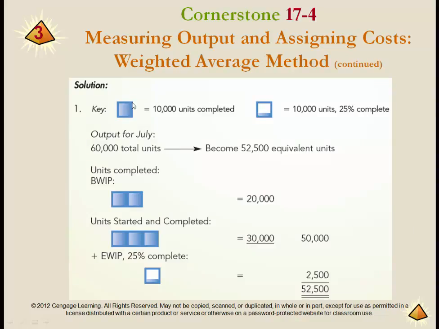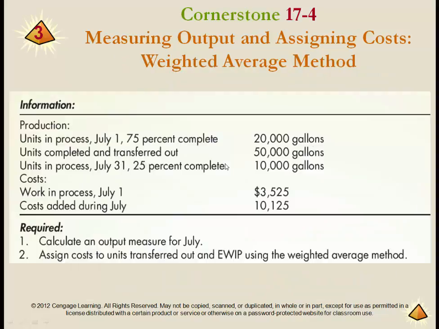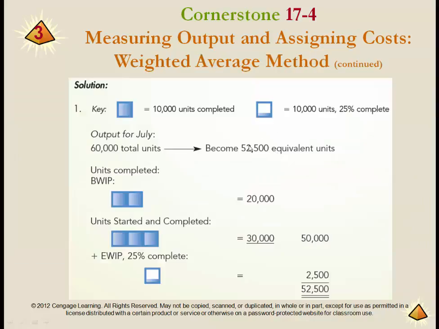So let's take a look. We had 10,000 that were 25% complete, 0.25, and we add to that the other 50,000 that we transferred out right here. And that says that we have 52,500 units that we transferred out. Now, this part on the bottom is confusing to me. I would just look at it and say, look, we had 50,000 that we transferred out plus 25% of the 10,000 equivalent units. That's where the 52.5 comes from. I would ignore all the stuff on the bottom and just look at that calculation and you should be good to go.